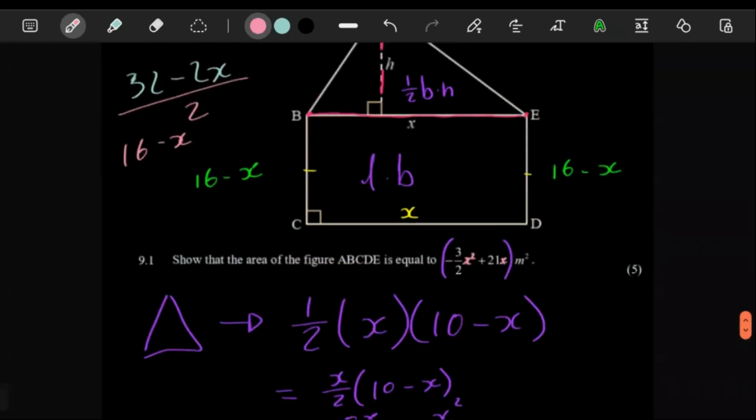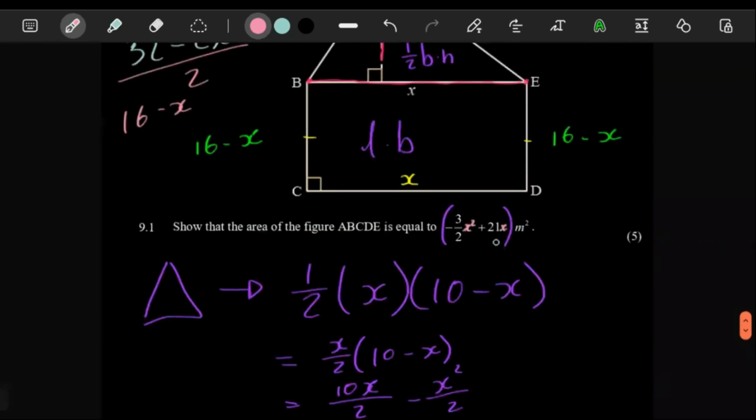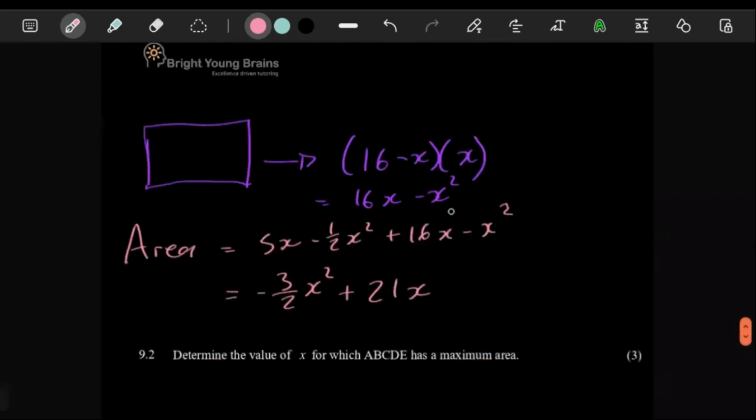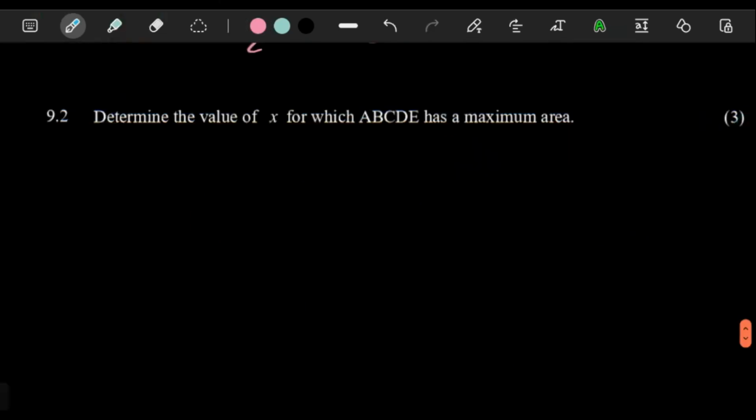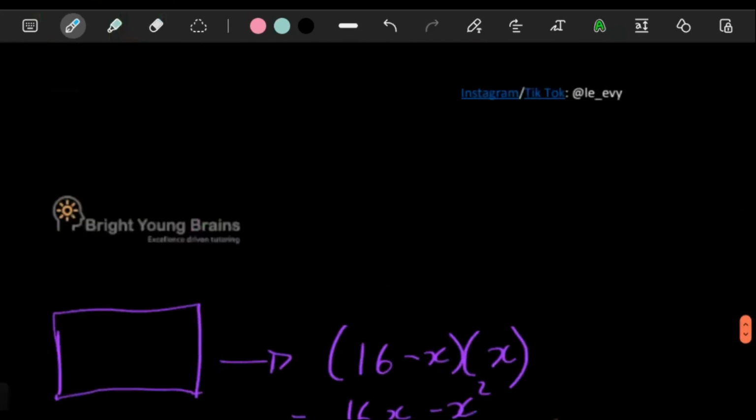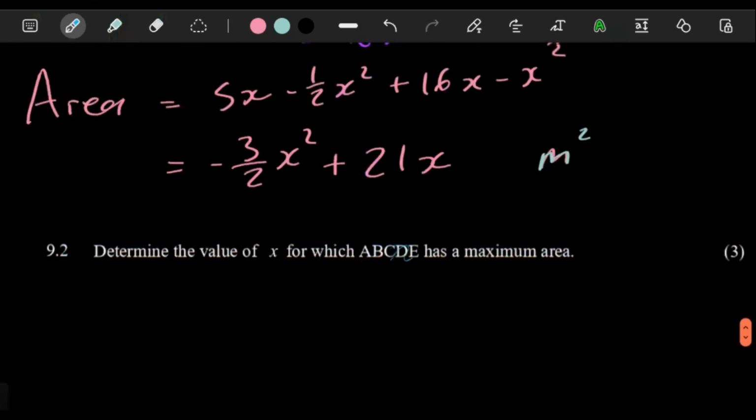So you see, the closer we got to the question, the more we started making use of this to see if we were on the right track. For 3 marks, it says here, determine the value of x for which ABCD has a maximum area. So this question is obviously one of the easy ones because as long as you have your area formula in terms of x already, you're good to go.